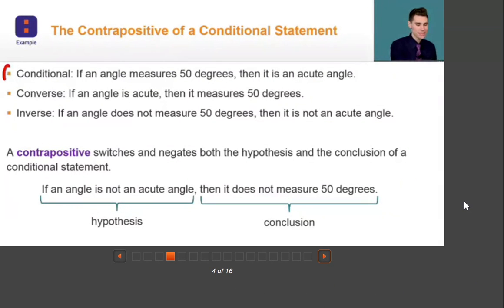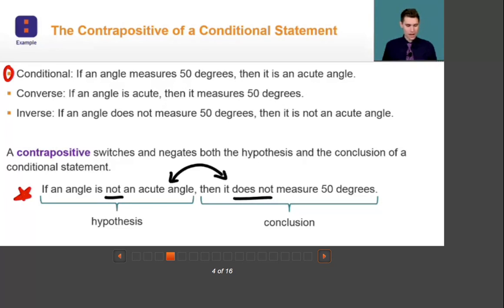So we took a look at this conditional statement and identified the converse and inverse. Now let's look at a contrapositive. A contrapositive switches and negates both the hypothesis and the conclusion of a conditional statement. So here is the contrapositive of our original conditional statement. If an angle is not an acute angle, then it does not measure 50 degrees. Notice that the hypothesis and conclusion were switched from our original conditional statement, and both statements were negated.